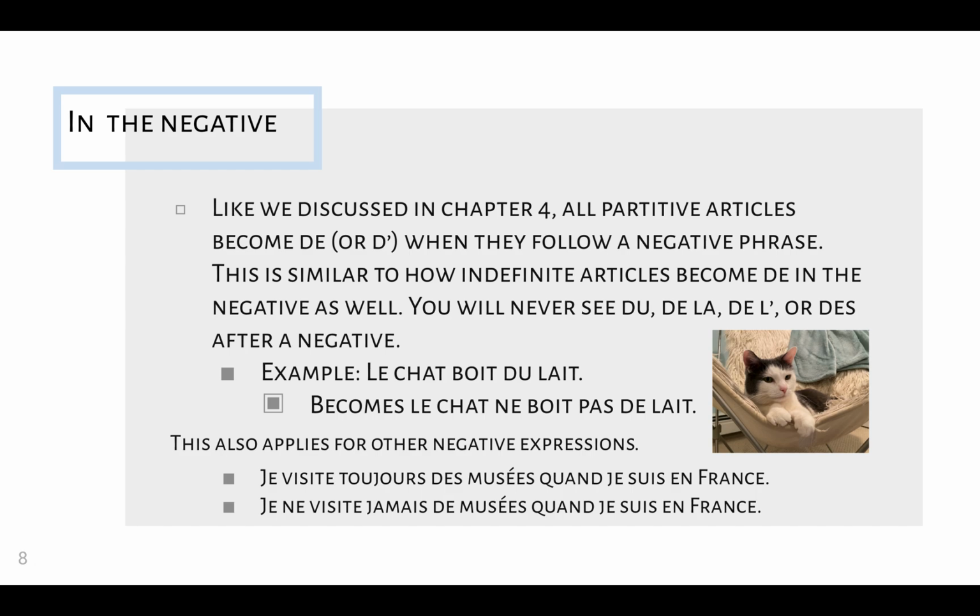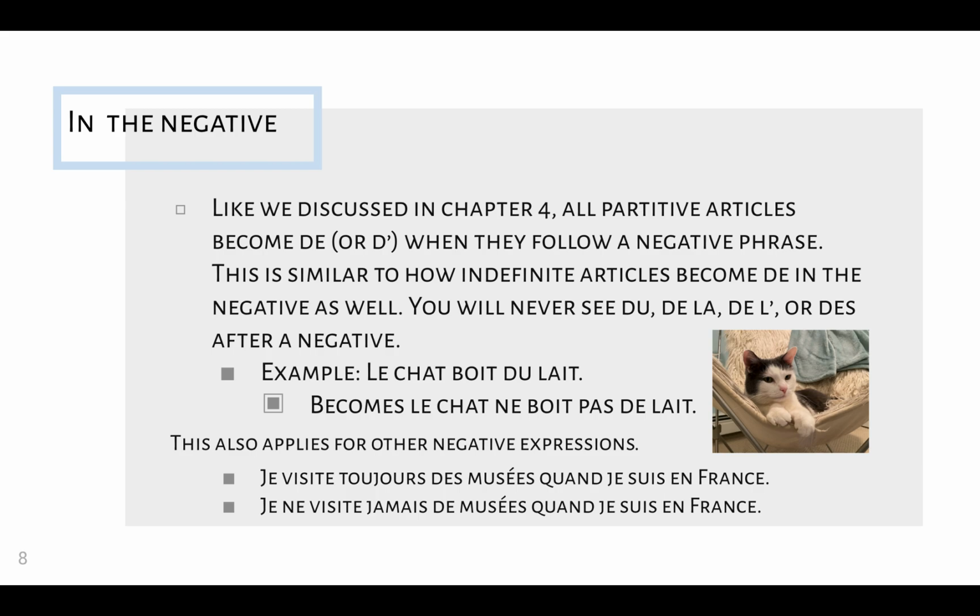So in the negative, like we discussed in chapter 4, all partitive articles become de or d' if there's a noun with a vowel sound right after, when they follow a negative phrase. This is similar to how indefinite articles also become de in the negative. So you will never see du, de la, de l', or des after a negative.